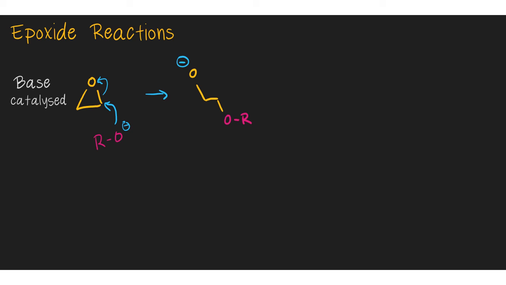And this resulting ether product would then be protonated by an alcohol. This reaction would result in the original alkoxide being reformed, along with a new alcohol product with the original ether group. So this would allow the reaction to continue again.